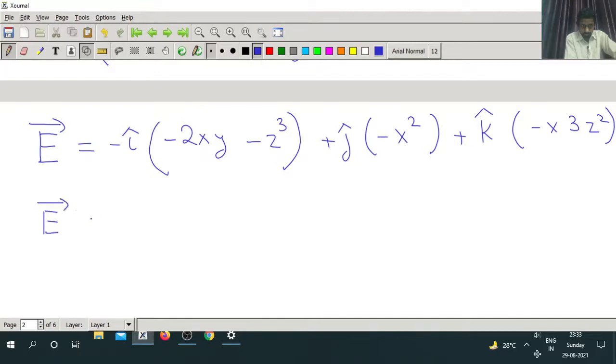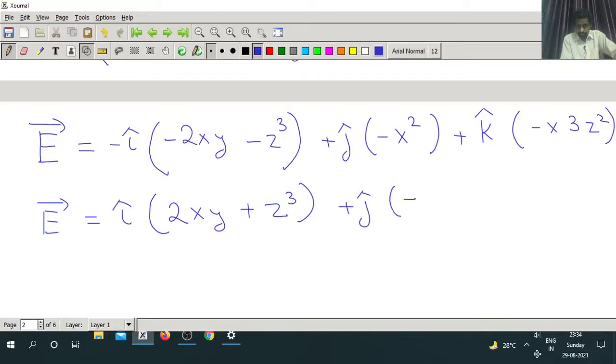Now in the next line we can make it simpler. If you take this I cap as common, then this will be 2xy plus z cube, minus minus becomes plus, minus minus becomes plus, and this will be plus j into x square, plus k into minus x into 3z square. So this is our final answer.